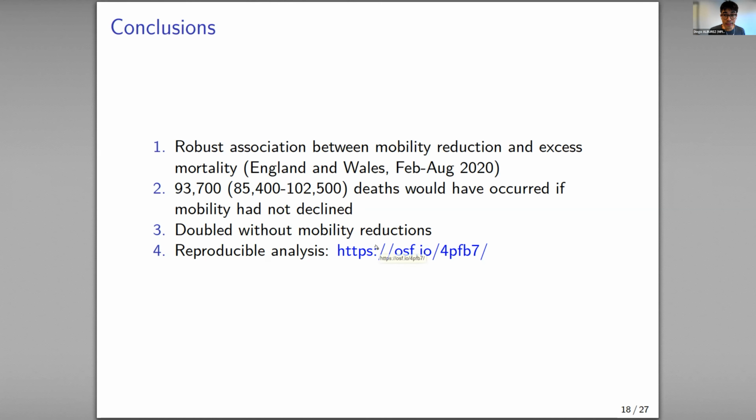So our analysis is reproducible, from data to the final tables. So if people are interested in seeing that, this is the link. Happy to share it also afterwards.